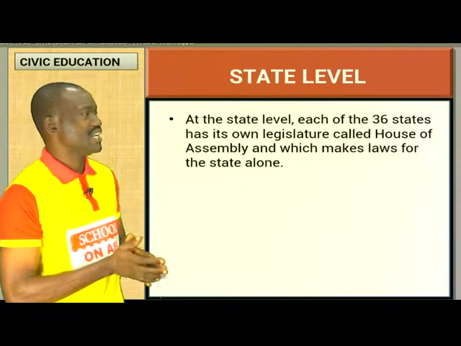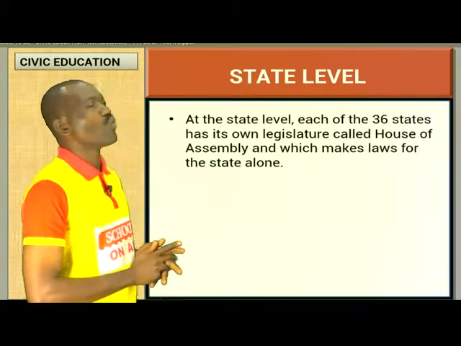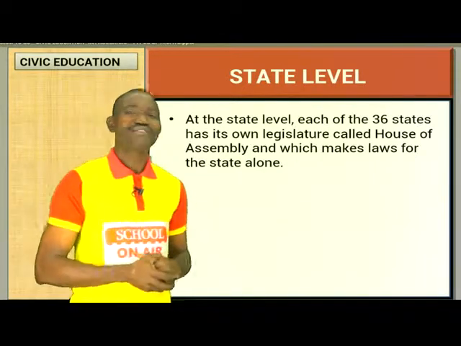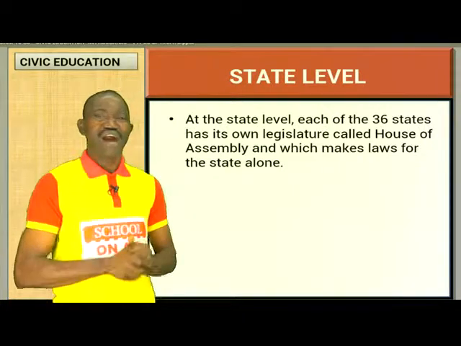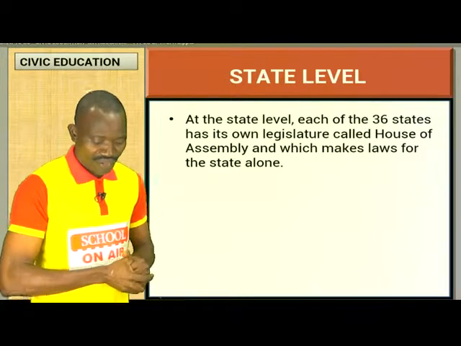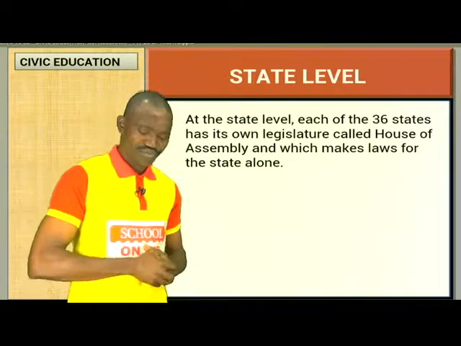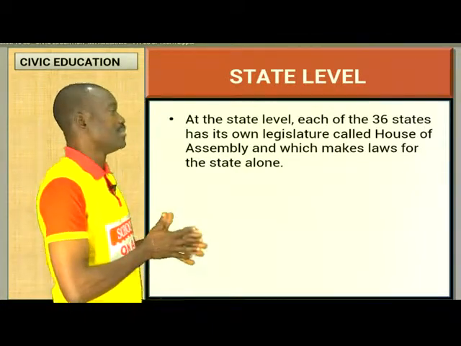Now let's come to the state level. At the state level, we have what is called unicameralism. As the word goes, uni, one. That is one house of assembly in each state of the federation. Each state has its own legislature. And like I told you earlier on, it is called the House of Assembly.